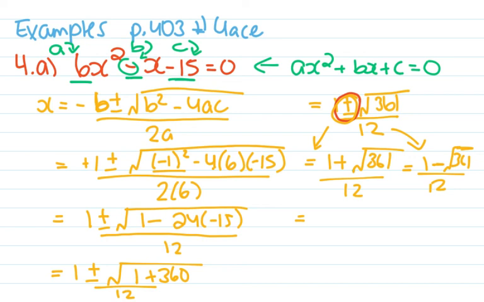1 plus the square root of 361 divided by 12. This one equals 1.67 approximately. And 1 minus the square root of 361 divided by 12 equals approximately negative 1.5. Okay, so those are the zeros. That's what the quadratic formula gives you, is the zeros. Okay, letter C.